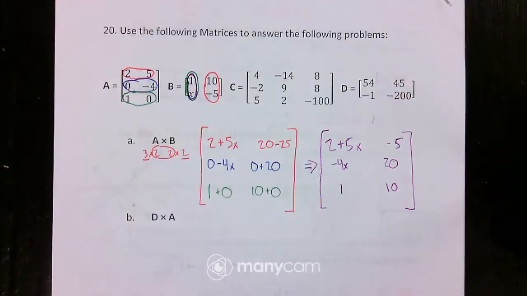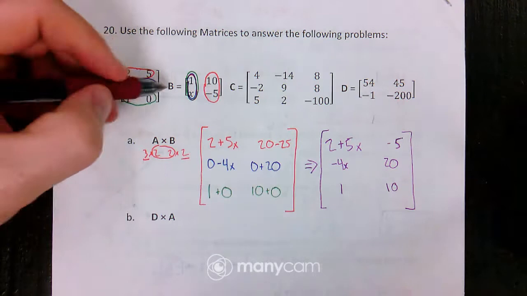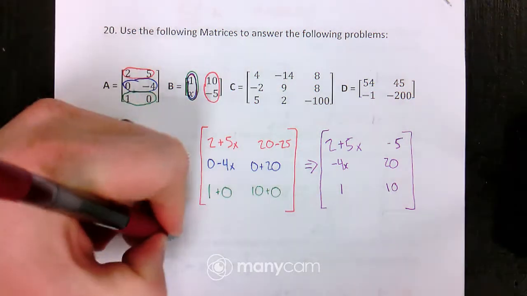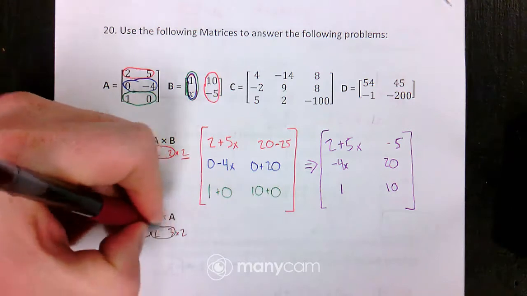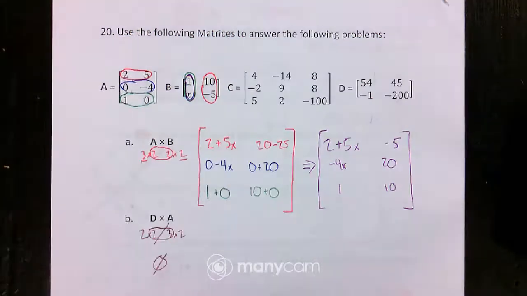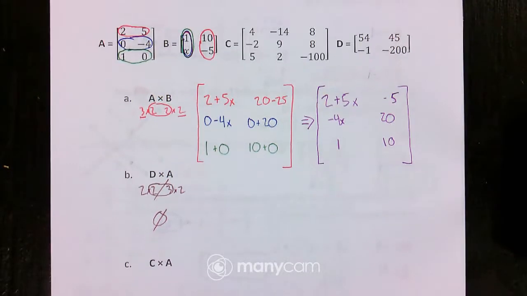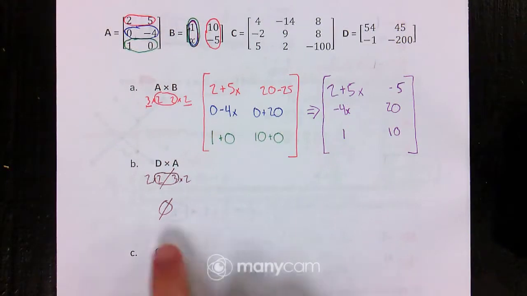Alright, my next problem, ready? D times A. D's dimensions are 2 by 2. A's dimensions are 3 by 2. Uh-oh, wait. Oh, wow, I'm done. That only took me about 5 seconds to solve that problem. Pay attention. If you don't do what I'm telling you to check the dimensions first, you're going to waste all your time trying to figure it out. And you're going to be like, wait a minute. Okay? Alright, let's do this last.